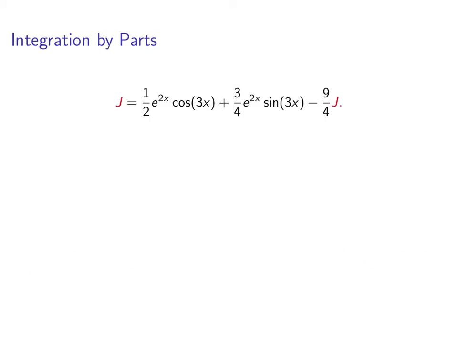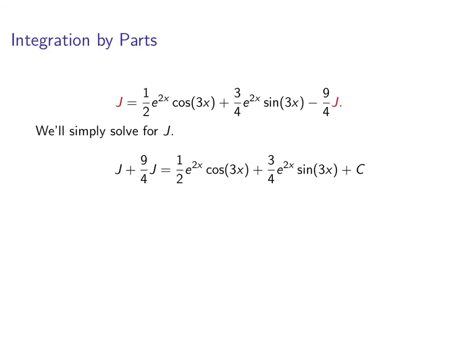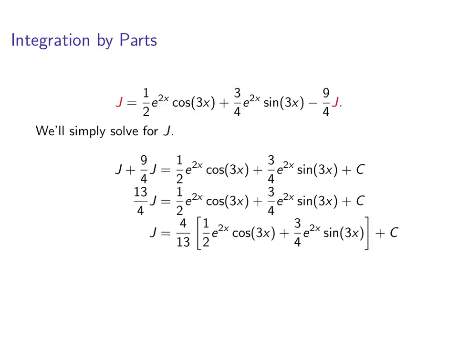So if I put that into the equation, then I'm going to get something that looks like this. J is equal to 1/2 e to the 2x cosine of 3x plus 3/4 e to the 2x sine of 3x minus 9/4 J. Now, what we can do is we can actually solve for J. So I'll add the 9/4 J to both sides to get this. And then we'll get 13/4 J is equal to 1/2 e to the 2x cosine 3x plus 3/4 e to the 2x sine of 3x plus C. And since we're trying to solve for J, we'll just multiply both sides by 4/13.